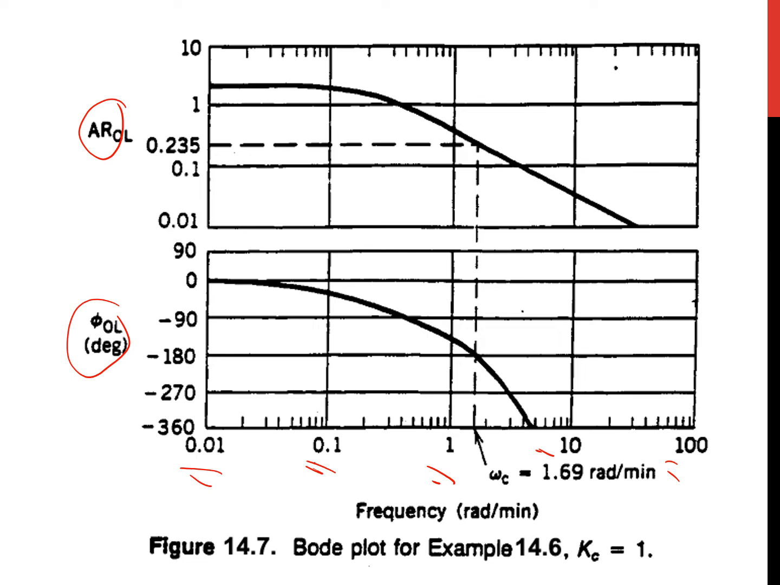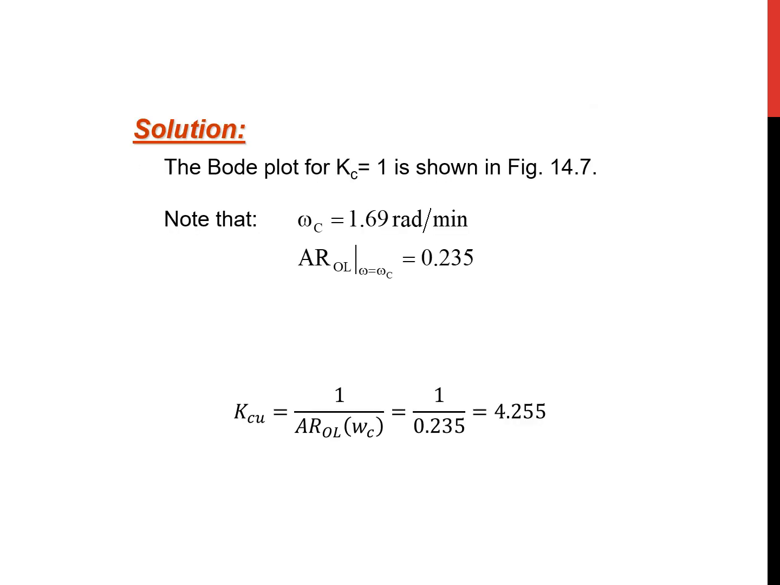So in this case, the angle happened at the negative 180. So we start at here until we draw the line until it reach this, the angle line. Then we can have the WC at 1.69, and then by prolong the line until it reach the AR line, then we can have the AROL 0.235. Okay, based on the Bode plot, we can obtain the value of the WC from the graph, which is 1.69, and the AROL equal to 0.235.